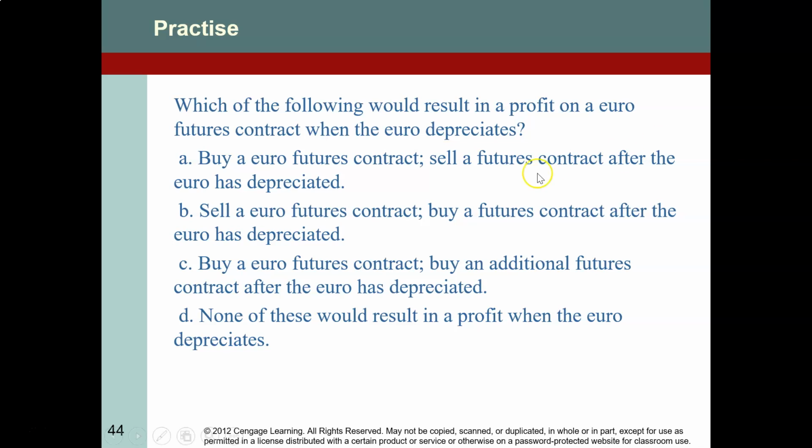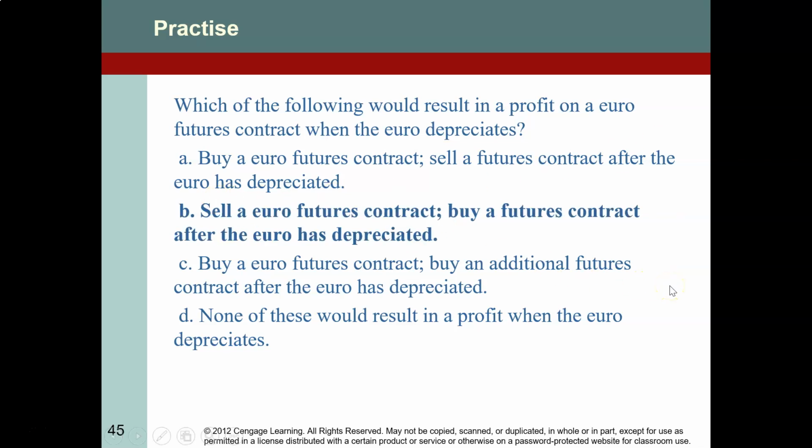Okay, we should go for option B. If we sell a euro futures contract now when the euro is at a high price, so we sell at a higher price, and then we buy a futures contract after the euro has depreciated, we could buy back the euros at a lower price. This way we can make profit. Okay, we always buy low, sell high.